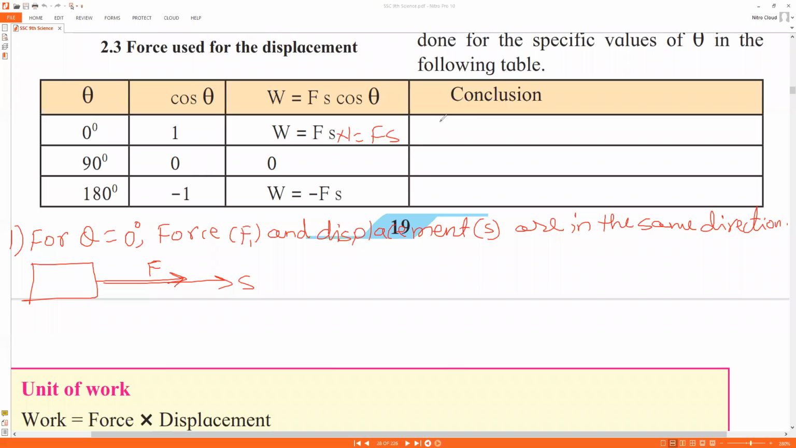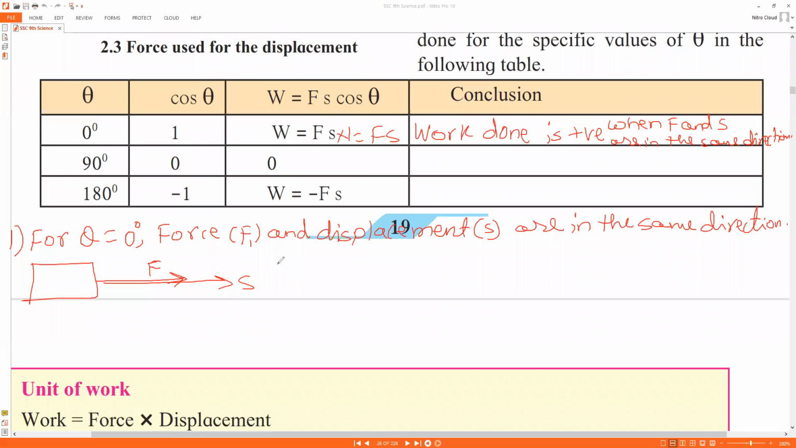So what does this mean? This means that work done is positive when F and S are in the same direction. I will explain everything first, then write it down.